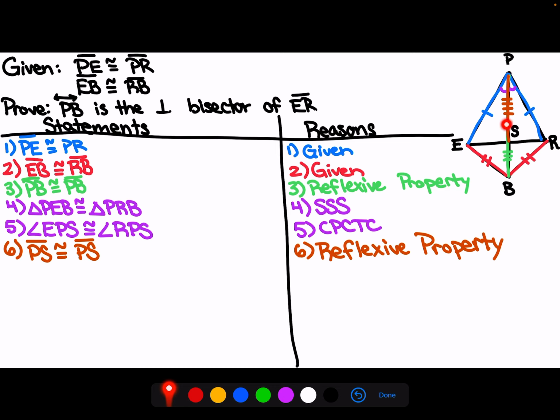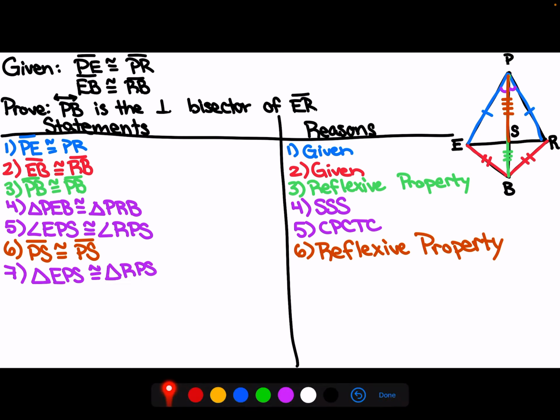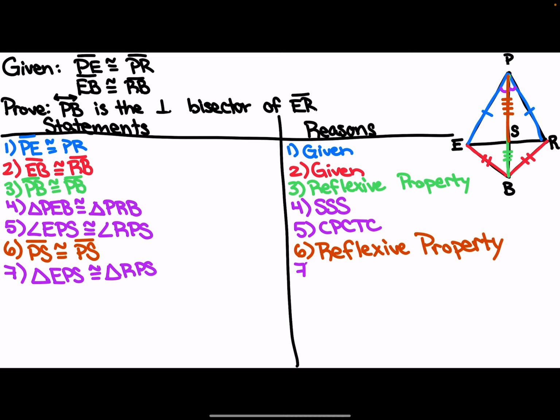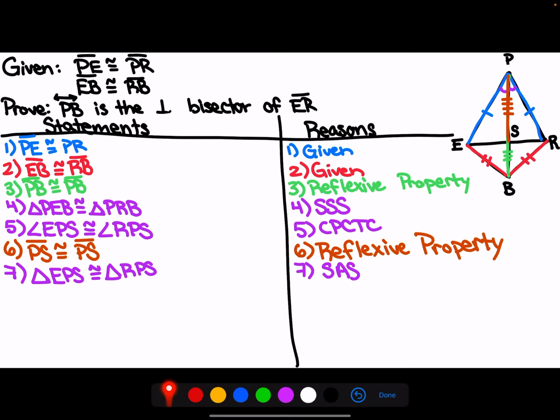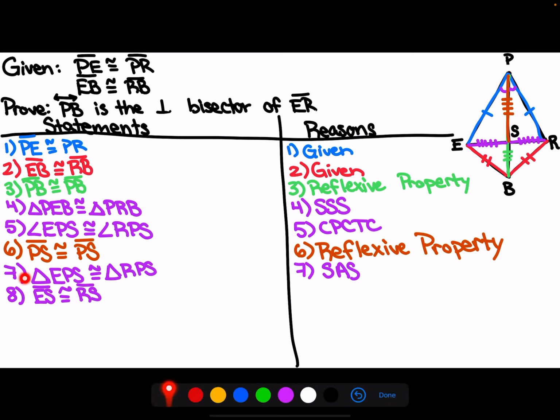At this point, we can say that triangles EPS and RPS are congruent. The reason that we can do that is side, angle, side. So these two triangles are congruent by side, angle, side. At this point, again, we're going to go back towards our bisector. So I can say that ES is congruent to SR. And again, we have congruent triangles. So the reason I can say that those segments are congruent is because corresponding parts of congruent triangles are congruent.